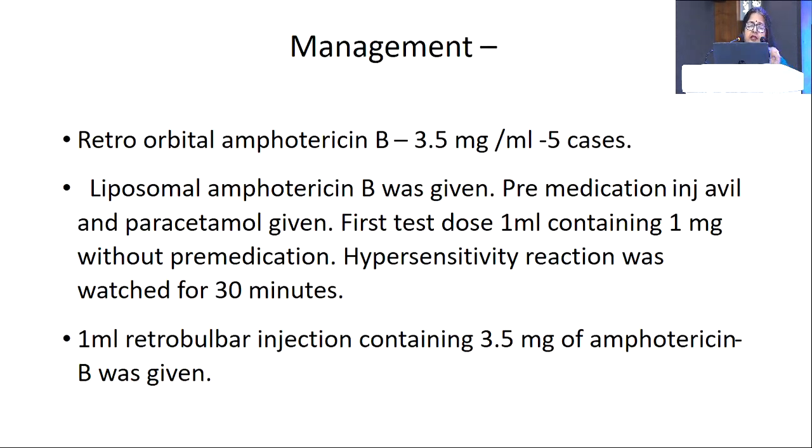Retroorbital amphotericin B, 3.5 mg per ml, was given in 5 cases. Liposomal amphotericin B was preferred. Pre-injection Avil and paracetamol were given. The first test dose was given, 1 ml containing 1 mg, without pre-medication. Hypersensitivity reaction was watched for 30 minutes, and then 1 ml of retrobulbar injection containing 3.5 mg of amphotericin B was given.